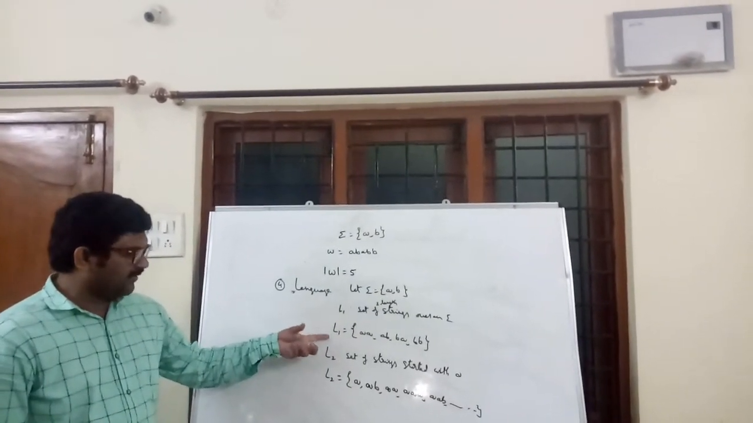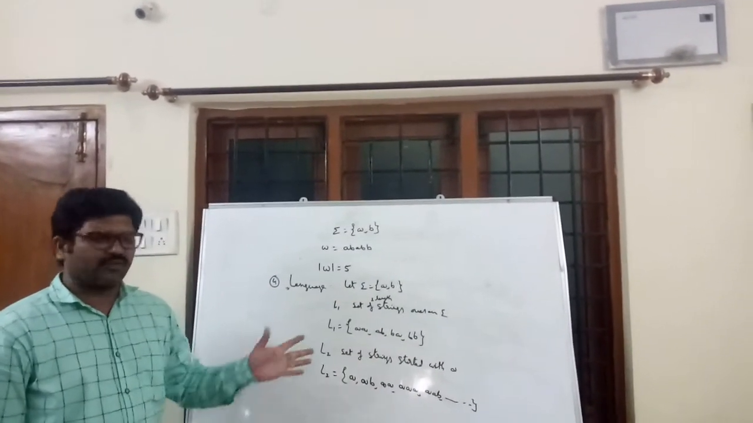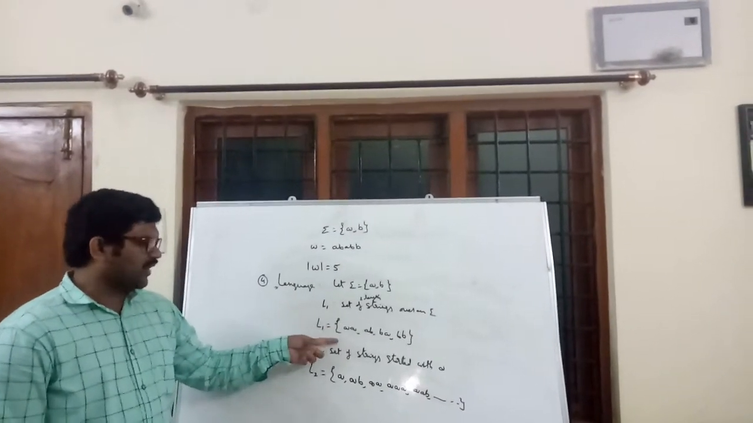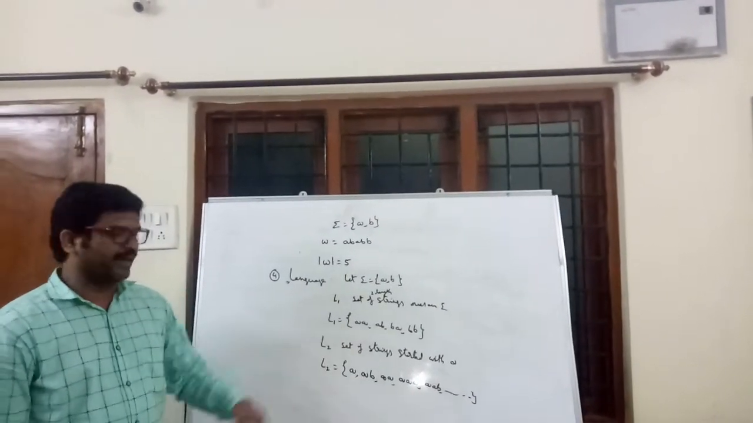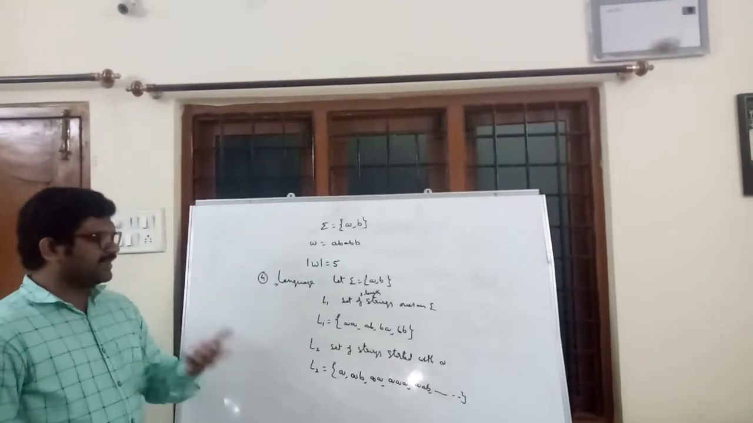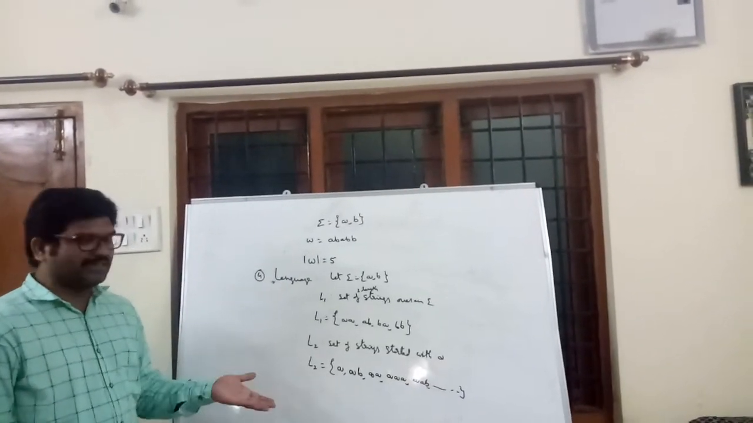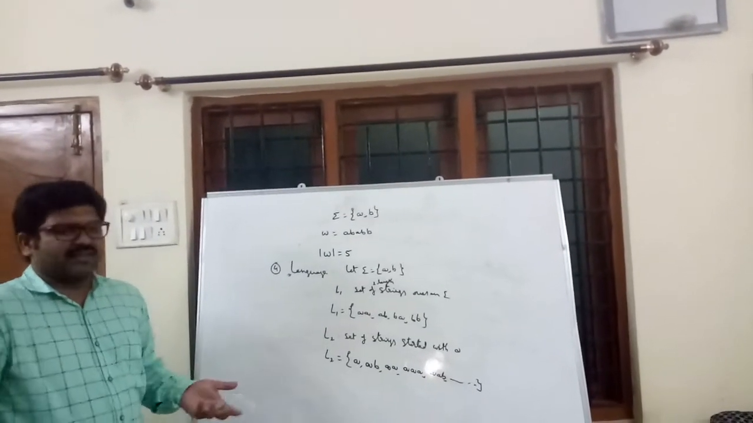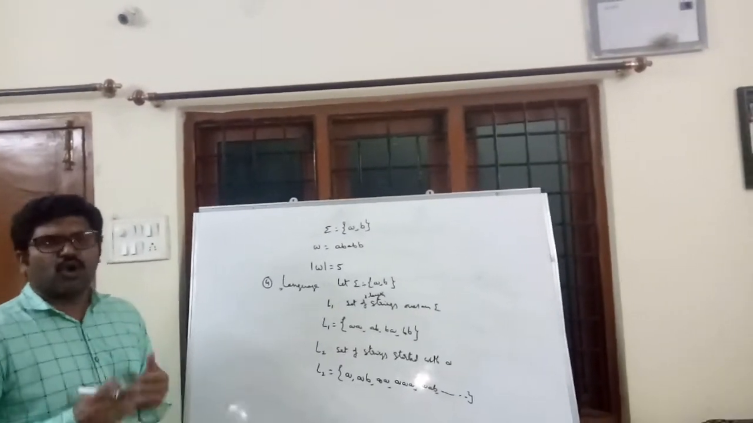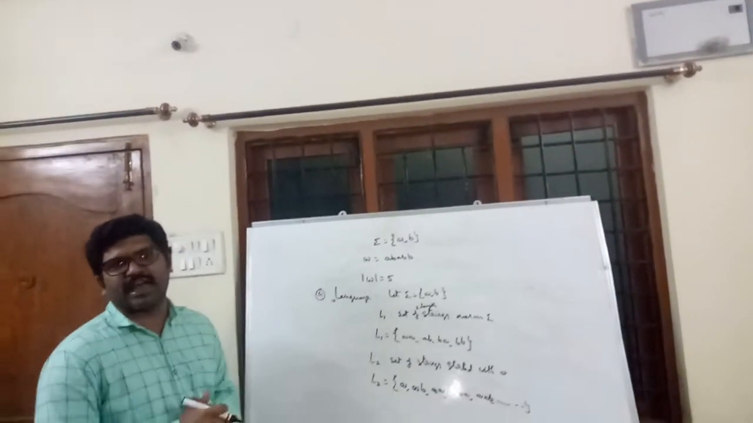Now move on to this. L1 consists of only a finite set of strings, therefore this language is called finite. If you write many more examples related to language, like L3, ending with A, or substring of AB, all those things are examples of languages.